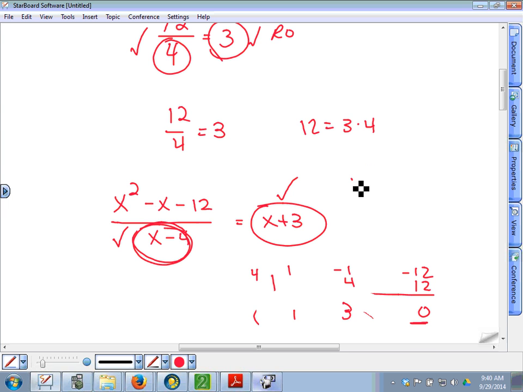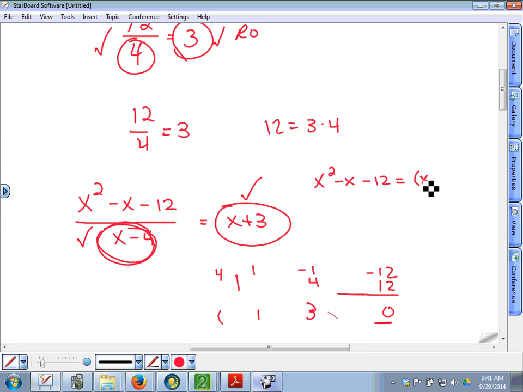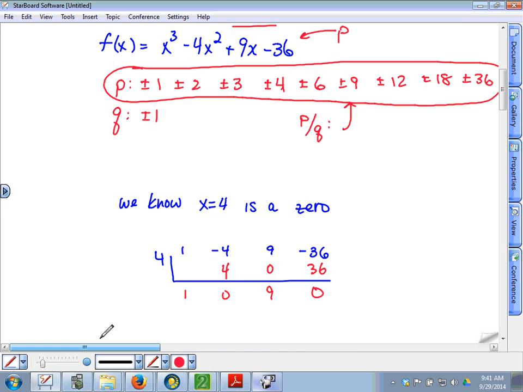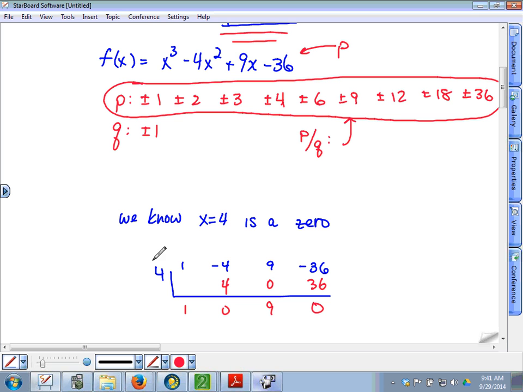So now I could write this, x squared minus x minus 12, kind of like what we're doing here, is x minus 4 times x plus 3. Now, I want to go back. Did we prove that that number right there, 4, was a 0 of the polynomial? Yes or no? Doesn't that also mean that x minus 4 is a factor then? If x equals 4 is a 0, then x minus 4 is a factor. Do you see the relationship?